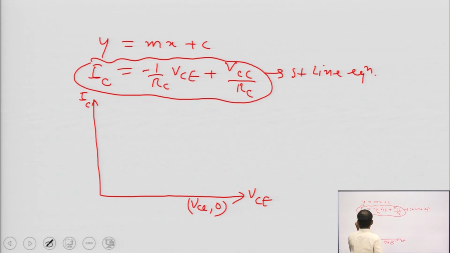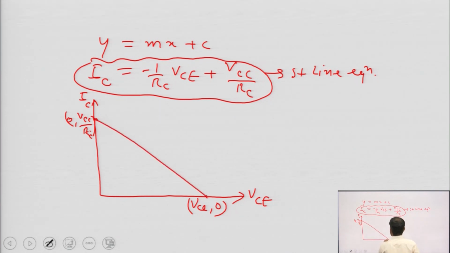And now, when the value of VCE is equal to 0, then what will be the value of IC? Here the value is 0 comma VCC upon RC. These are the two values. Now we can easily draw this straight line. This is called the DC load line.